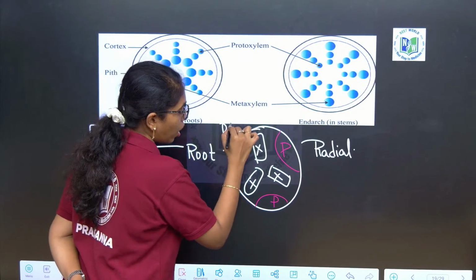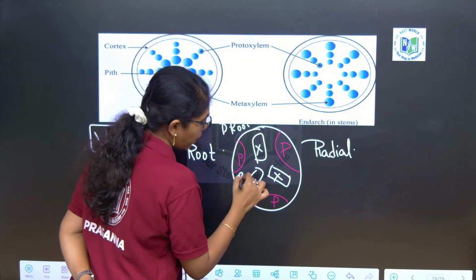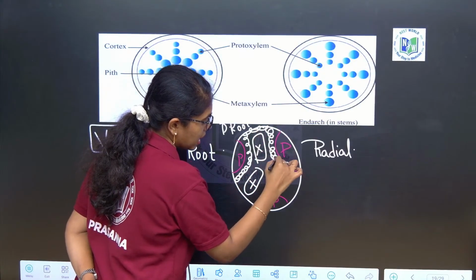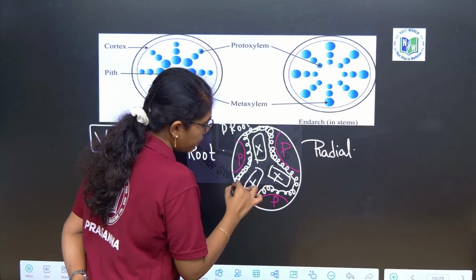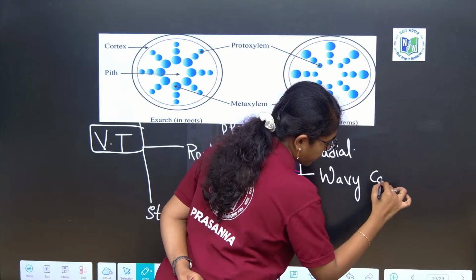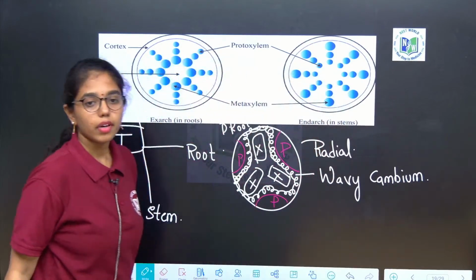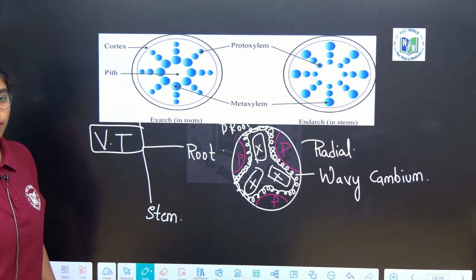So in dicot root, how is secondary growth happening? In between xylem and phloem, secondary growth will happen like this. This is called what? Cambium, wavy cambium. Understood? Clear? So this is the arrangement in the root.